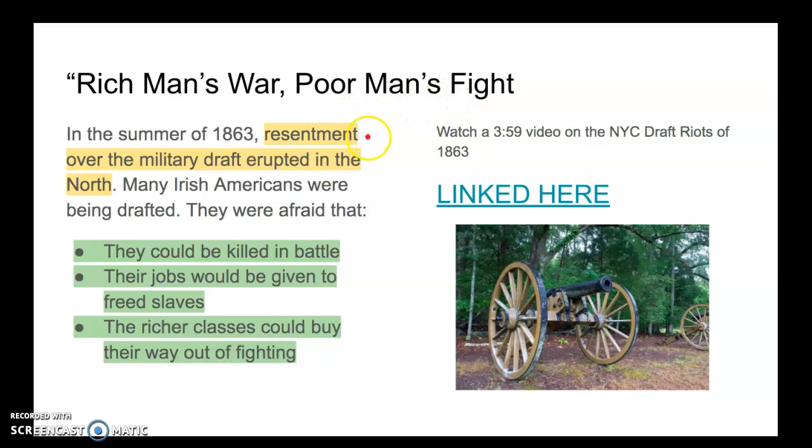In the summer of 1863, resentment over the military draft erupted in the North. Many Irish Americans were being drafted, and this is what they were afraid of. They were afraid they could be killed in battle, obviously. Their jobs would be given to freed slaves, and the richer classes could buy their way out of the fighting.